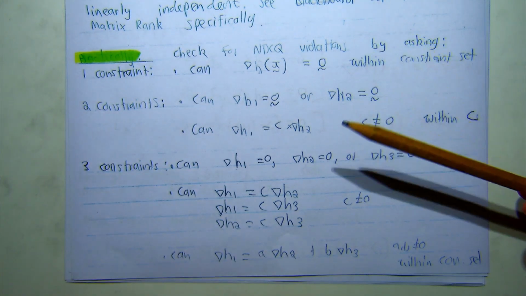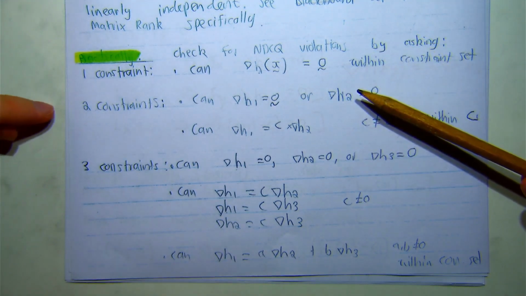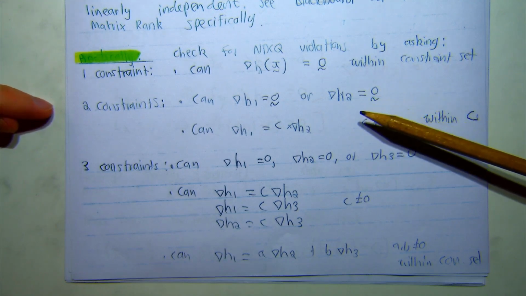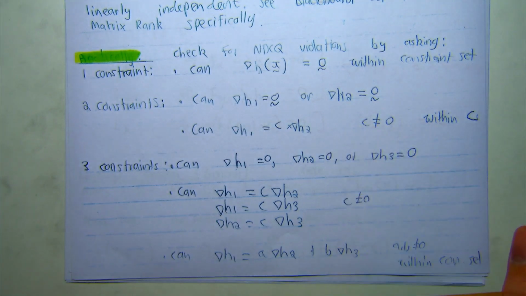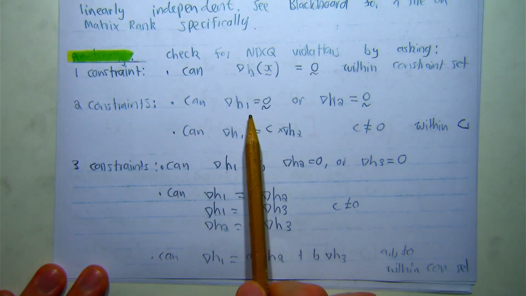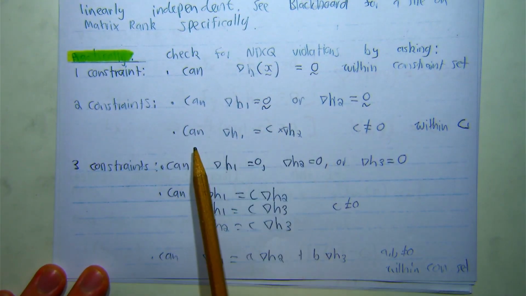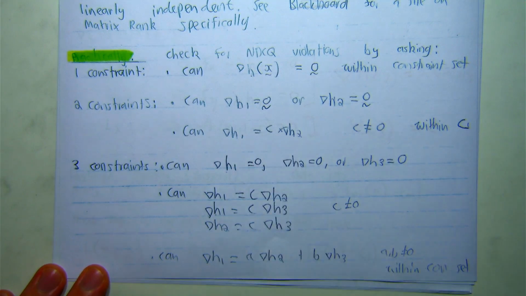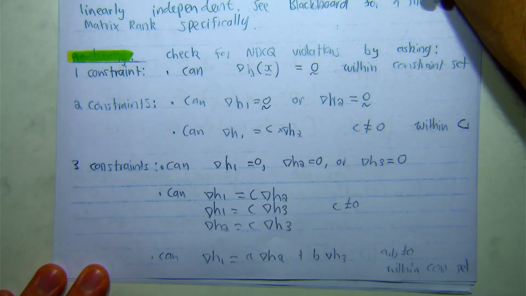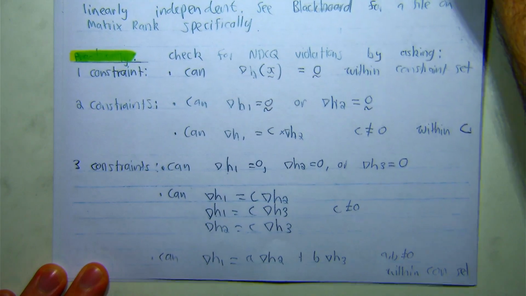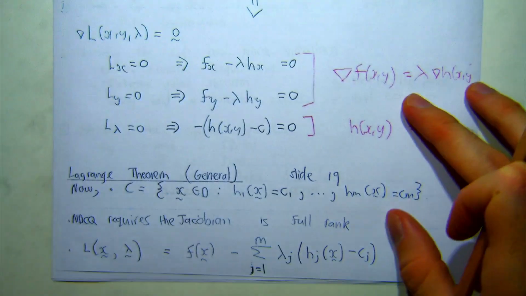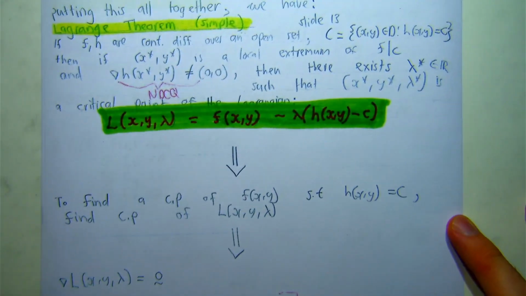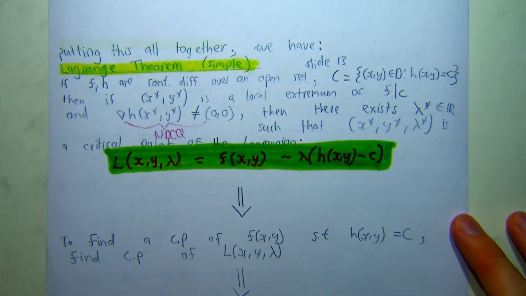And then if you have multiple constraints, we check if they are linearly dependent or not with each other. And then we just keep going for all of the possible amounts of constraints. So if you have two constraints, then you check that neither of them are 0. And you also check that neither of them are just a scalar multiple of the other. Okay, and then you do this for all the combinations of constraints possible. Okay, putting this all together, that's the conclusion of the NDCQ there.